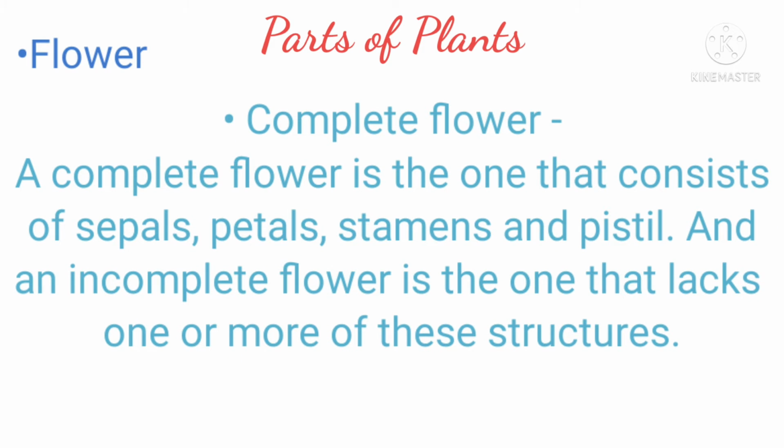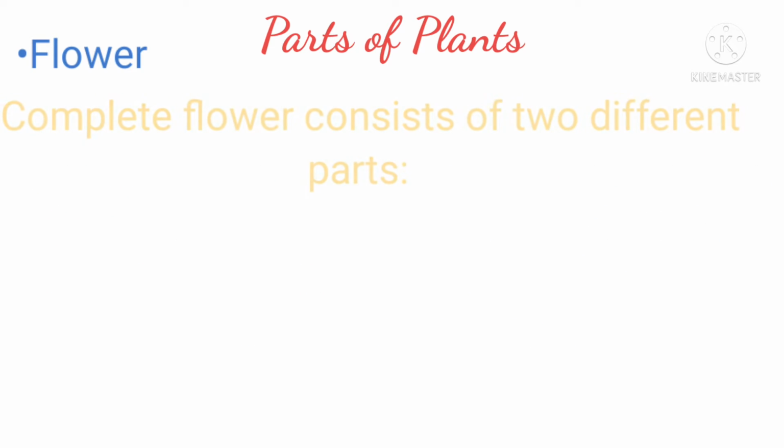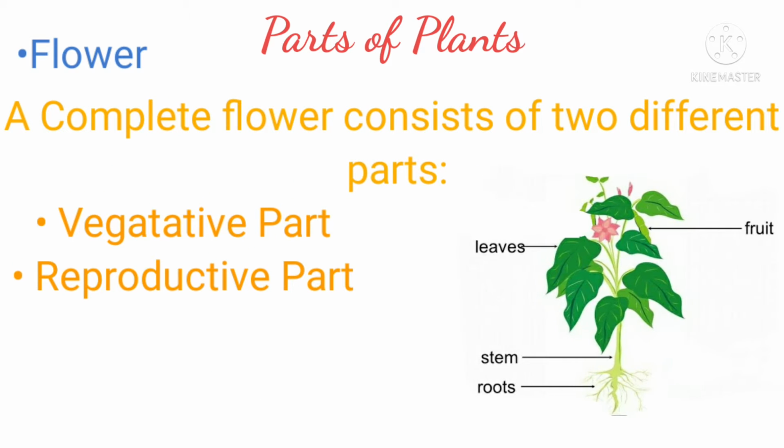This is the definition of complete and incomplete flower. A complete flower is one that consists of sepals, petals, stamens and pistil. An incomplete flower is one that lacks one or more of these structures. A complete flower consists of two different parts, the vegetative part and the reproductive part.